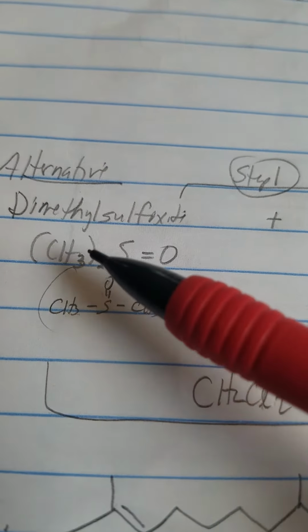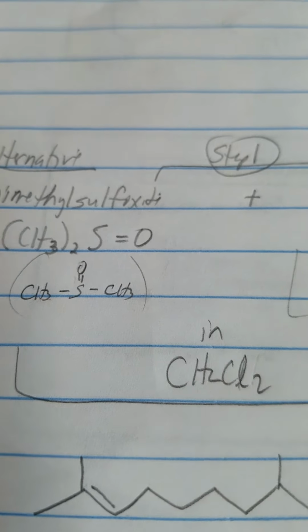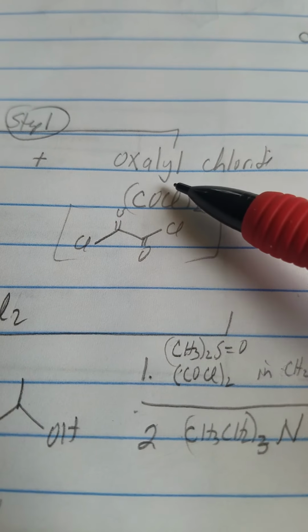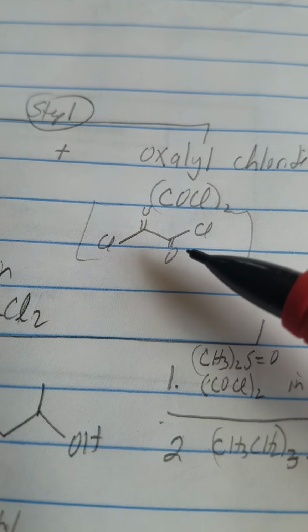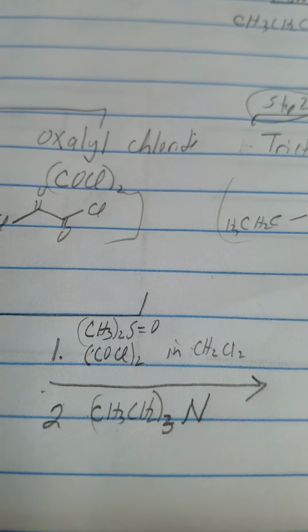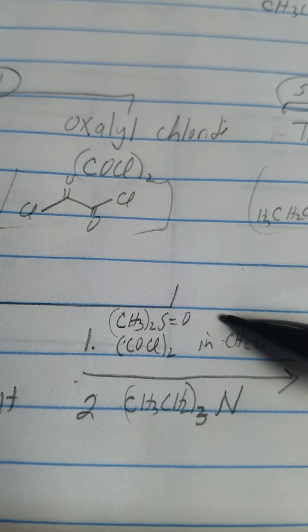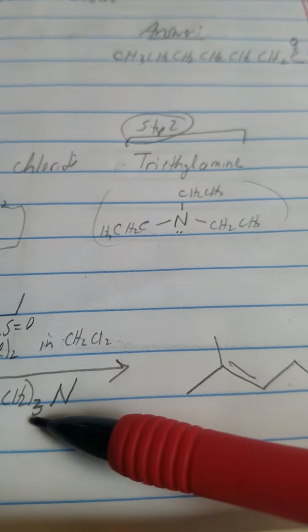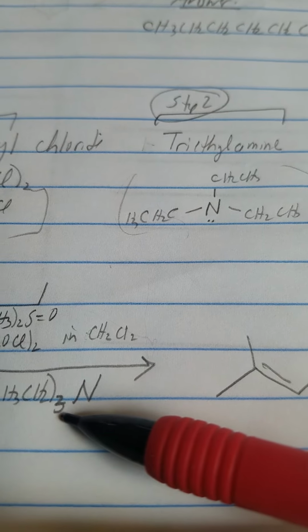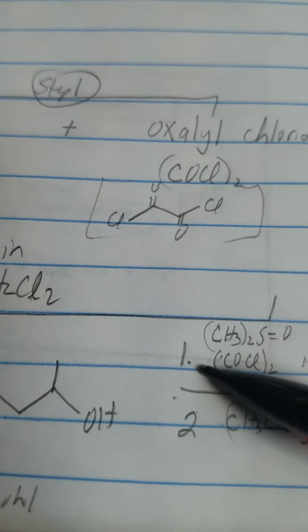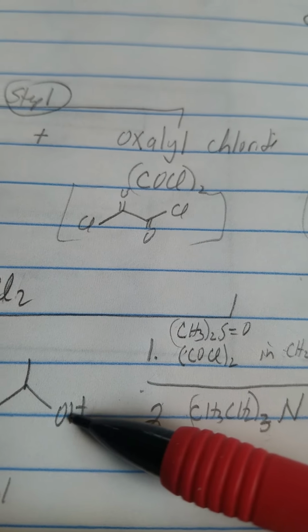So we're going to use our dimethyl sulfoxide and oxalyl chloride, which is this compound, in the presence of our dichloromethane as our first step. Then we'll use what's called triethylamine. And basically all that's going to do is change this to a carbonyl carbon.